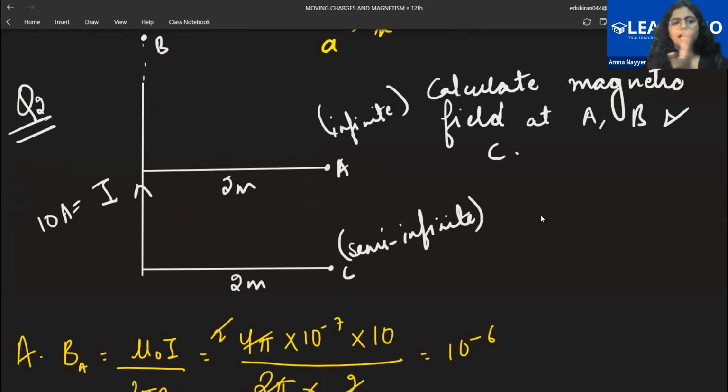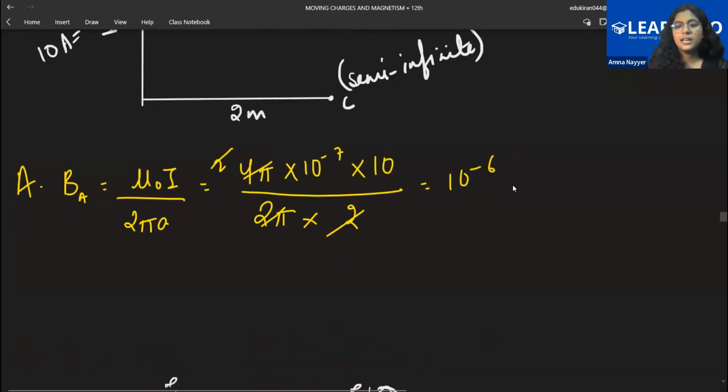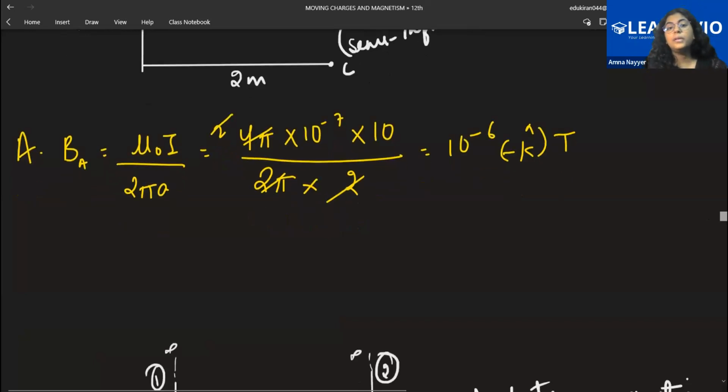Current is going up, point is here. So inwards, right? That means negative z-axis, minus k cap Tesla. This is the answer for the first part. Second, come to semi-infinite, which is, no, B point is here.